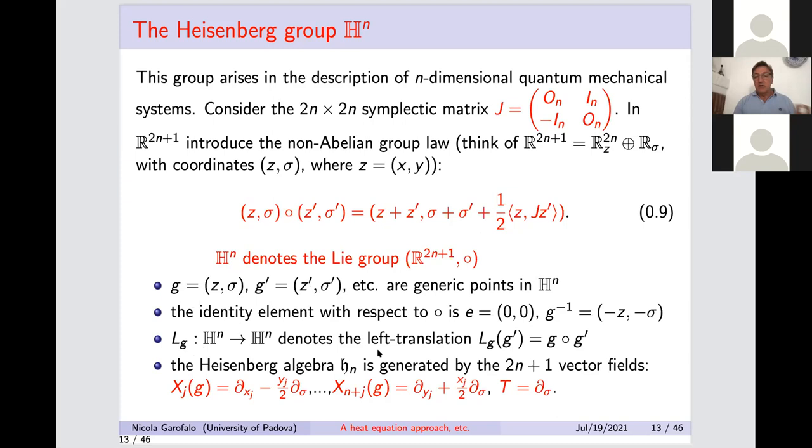Then I will denote by L_g the left translations induced by this group law. And then there are the vector fields which are invariant under this left translation, listed here. This is a basis for the Lie algebra of all left invariant vector fields with respect to this group law. You obtain these vector fields simply by applying the differential of L_g to the standard basis in R^(2n+1). These vector fields are very important because, if you commute any two of these vector fields, you will get zero except in one instance. And that instance is right here.